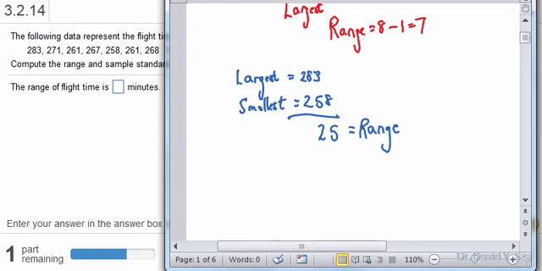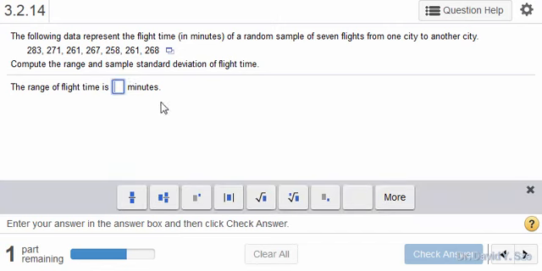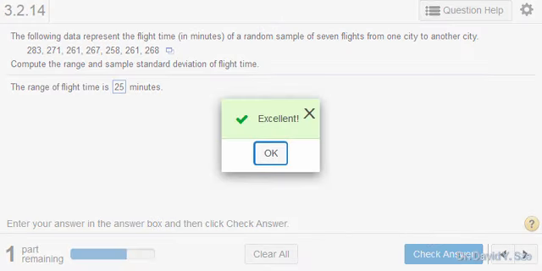Let's put that into MyMathLab. 25. Check our answer. Excellent. That was easy.